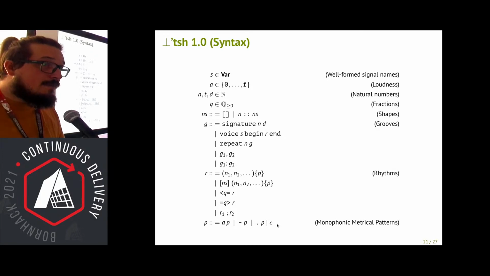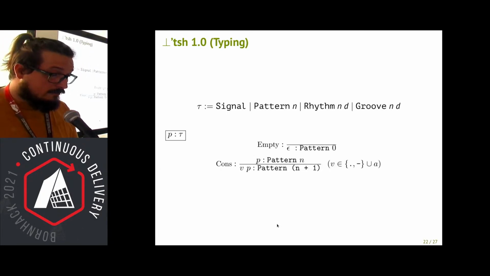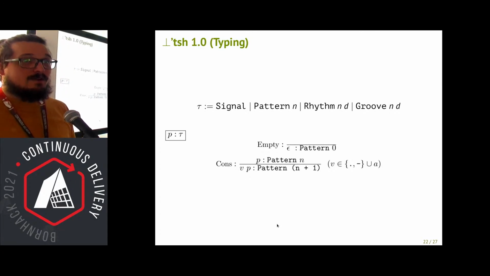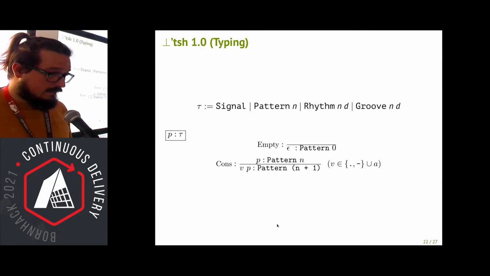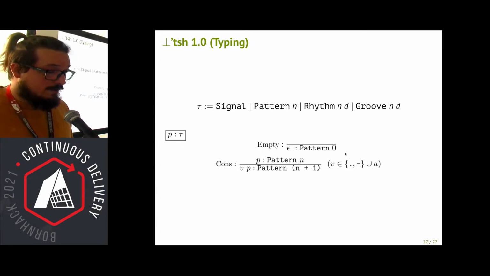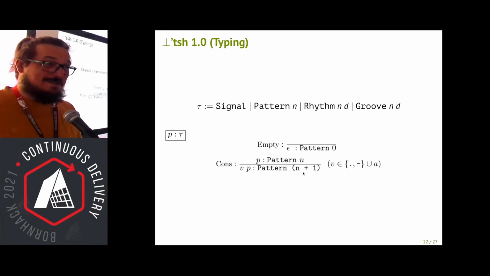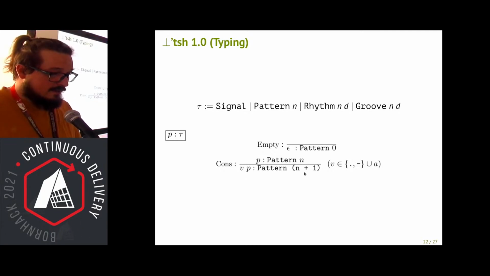And the typing judgment that we use to infer the coarsest grid comes as follows. The typing judgment for patterns is that the empty pattern is the pattern that contains no events. If you add an event to a pattern, you get a pattern that has one more event. Alright, the typing judgment for rhythms.